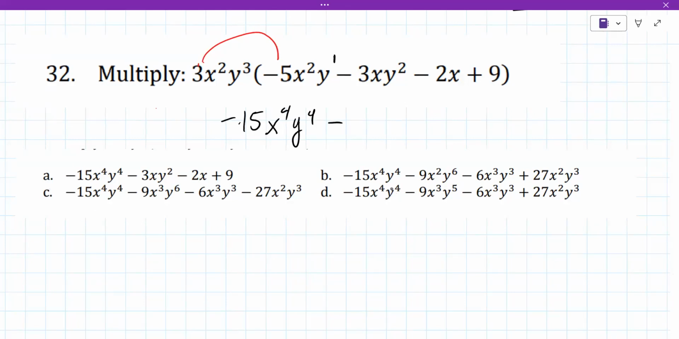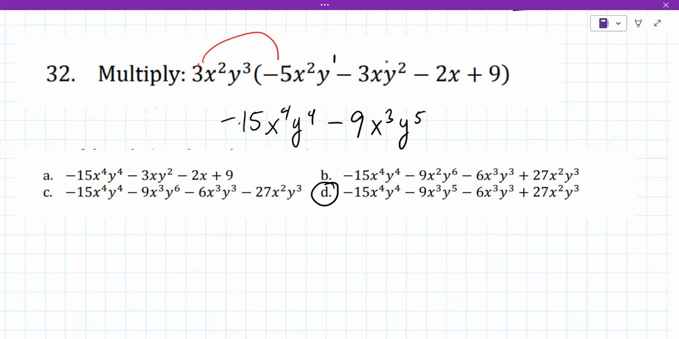Let's keep going. Minus 3 times 3 is 9. And then it's x squared times x. What does that become? X cubed. Okay, y cubed times y squared is y to the fifth. And so when you look there, you start recognizing, and this is when you look at the answers, you notice it's answer D.